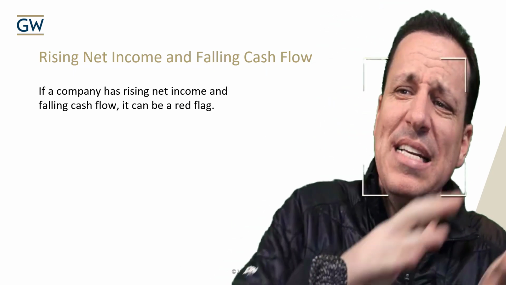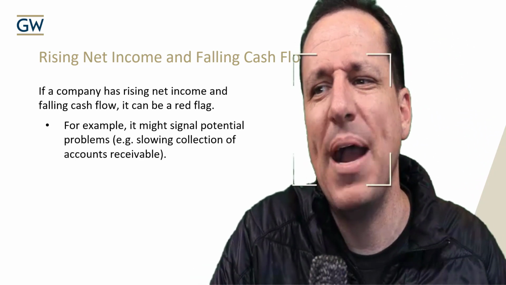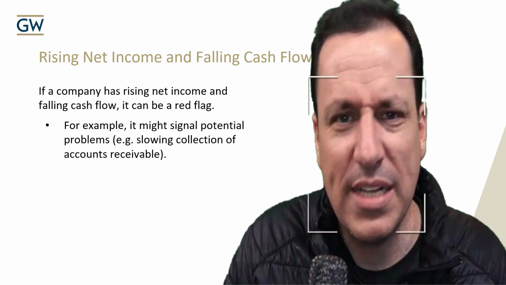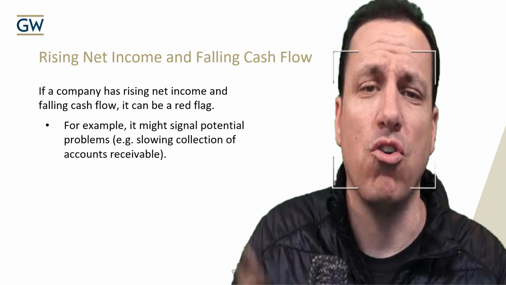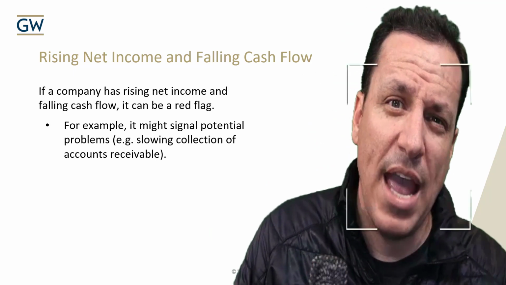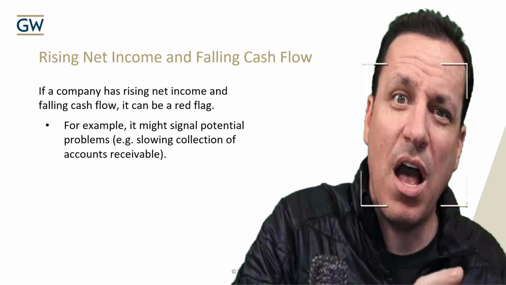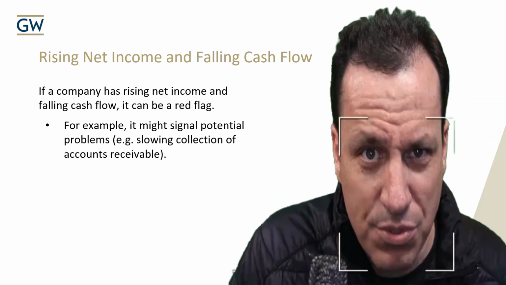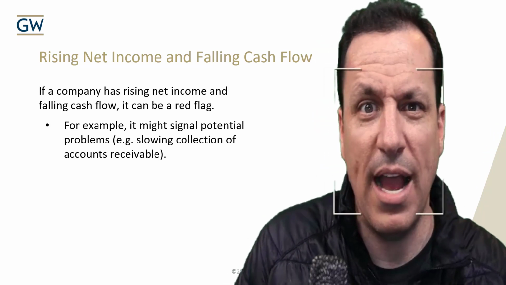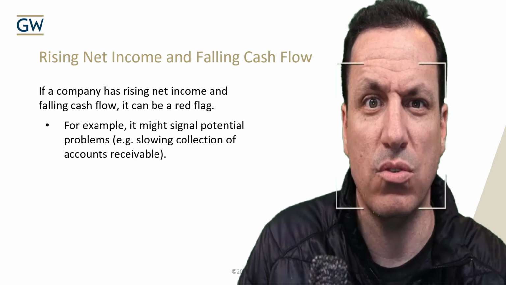If a company has a rising net income and a falling cash flow, it can be one of two things. For example, it might be a sign of potential problems, slowing of collection of accounts receivable. A great example of this recently was Under Armour. Under Armour got in trouble with the SEC in part because they had been playing around with their bad debt expense. What happened was they started putting out a lot of their inventory on account and selling it. And the reality is that they were too aggressive in how they were reporting it. They really had a lot more losses that they should have recognized with the accounts receivable that they had.